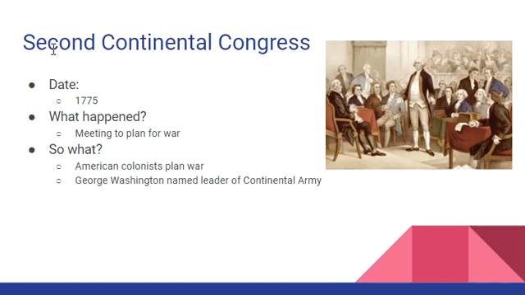And then there's the Second Continental Congress. So really this is just a big meeting, but this one was a meeting to plan for war. Essentially the colonists decided we are going to go to war with England. And it's important, the so what, because American colonists plan war. George Washington was named the leader of the Continental Army, and George Washington later goes on to become our first president.